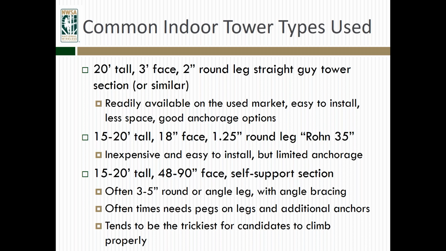Other things that work well, a 15 to 20 foot tall, 18-inch face, 1 1/4 round leg. This is commonly known as like a Roan 35 section, and that's pretty much the smallest tower section type that you can use that will meet all the specs. A Roan 25 is too narrow. A Roan 35 is just right at 18 inches, and I have done exams on there.